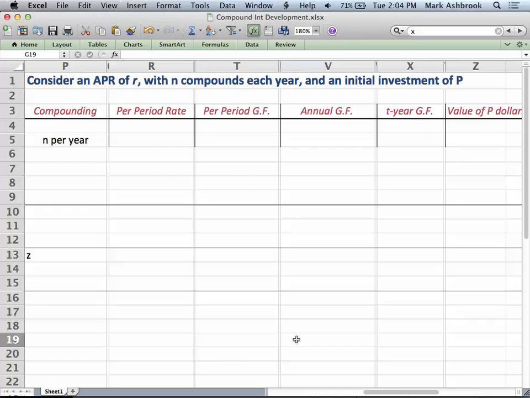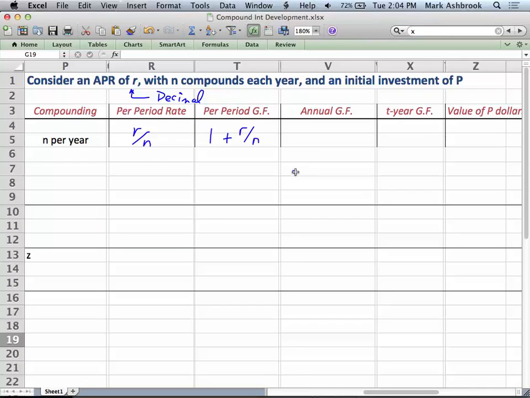Okay, how'd we do? Alex, did you get the per period rate? Tell me. You're going to have your APR, which is R, over the number of compounding periods, N. And this is the decimal version of the APR. R over N, he said. What do you think? Austin, take it from there. What's the per period growth factor? 1 plus R over N.